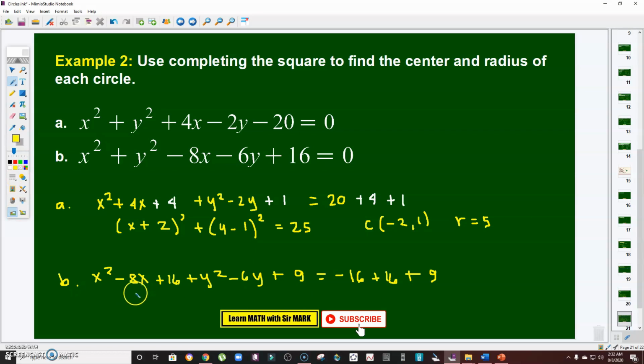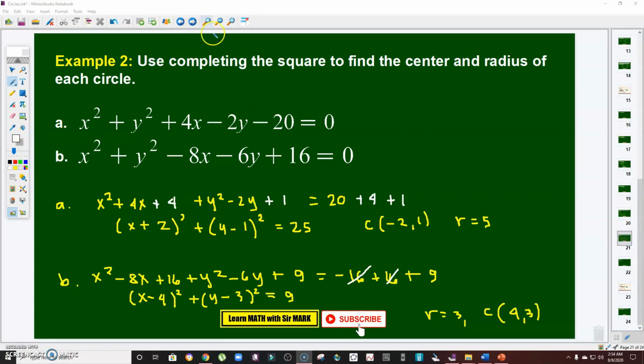So, there you go. Perfect square na to. So x, kung negative yan, negative yan. Square root ng 16, that's 4. Clear? Plus y, so this is negative, square root of 9 is 3. As simple as that. Then you can see there, maka-cancel lang yung 16, so what will be left here is 9. Therefore, the radius of the circle is 3, and the center is 4, 3. Clear?